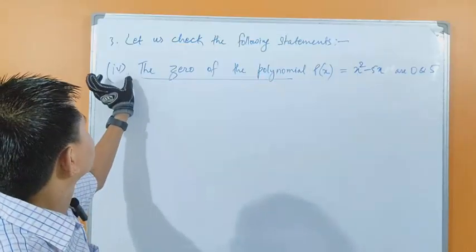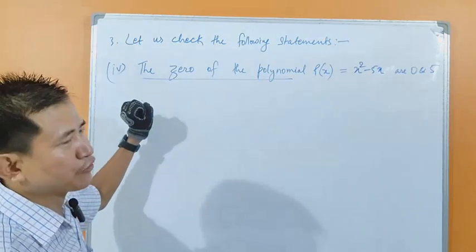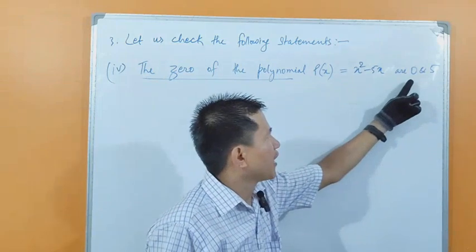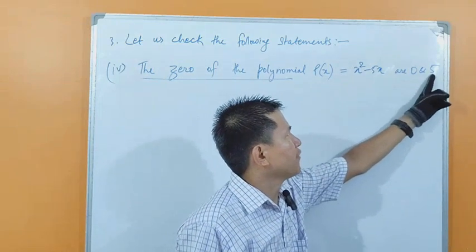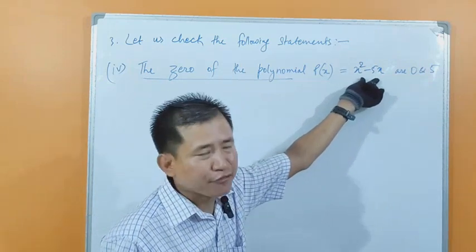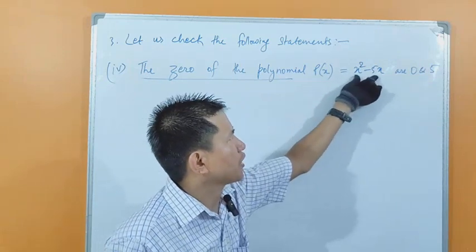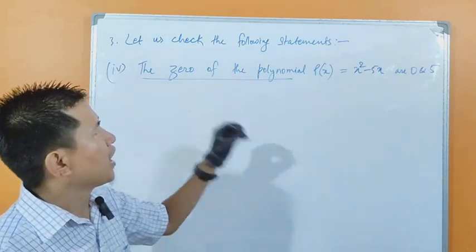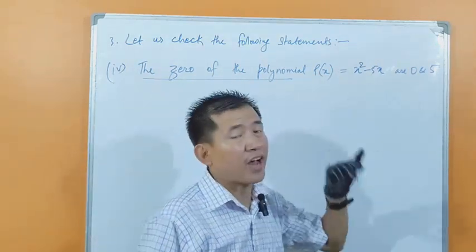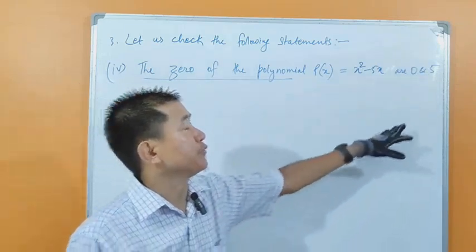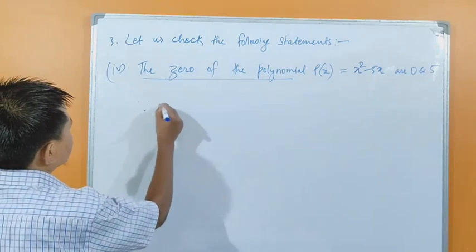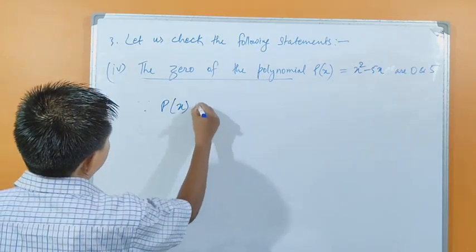Okay, let's do the next sub number of question number 3. The 0 of the polynomial, we are asked to verify 0 and 5. We are given the polynomial p(x) equal to x square minus 5x, and we are asked to verify that the 0 of the polynomial is 0 and 5. Since 0 of the polynomial means p(x) should be equal to 0.